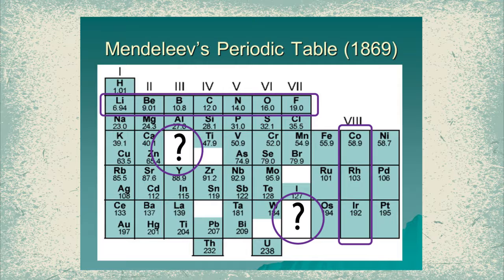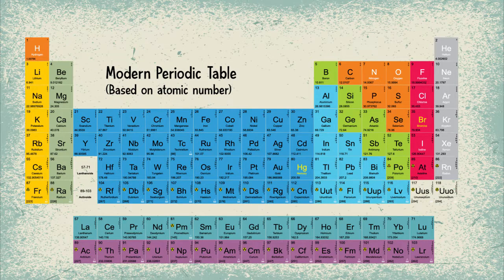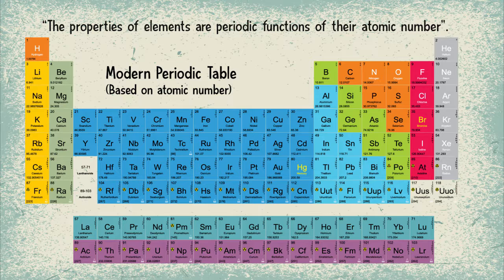Once atoms were fully understood, it was easy for modern scientists to make classification of elements. Modern table is not very different from Mendeleev's periodic table. For your information, modern periodic table is not based on atomic mass, but it is based on atomic number. Atomic number is the number of protons in the atom. The modern periodic law, as stated by Moseley, is the properties of elements are periodic functions of their atomic number.